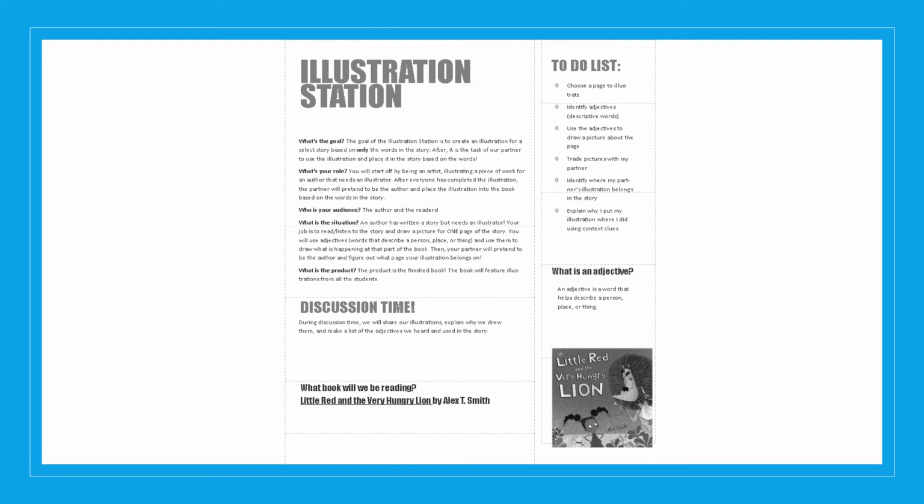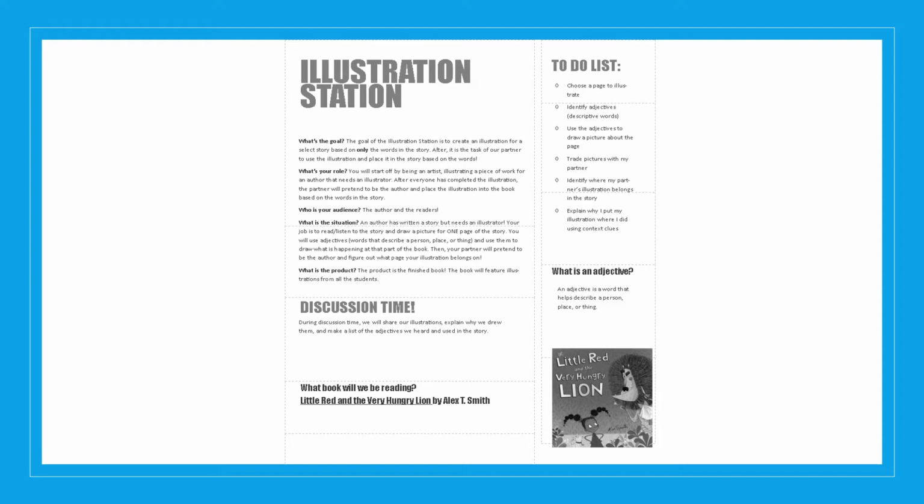After everyone has completed the illustration, the partner will pretend to be the author and place the illustration into the book based on the words in the story. The audience is the author and the readers. What's the situation? An author has written a story but needs an illustrator. Your job is to read and listen to the story and draw a picture for one page of the story.